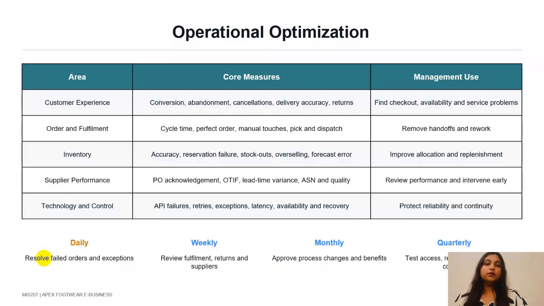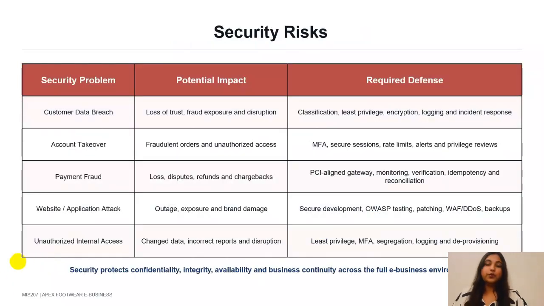Moving on. Now, we come to e-business security. We identify 5 major security risks. First, customer data breaches, which can cause loss of trust and fraud exposure. Second, account takeover, which can lead to unauthorized access and fraudulent orders. Third, payment fraud, which can cause financial loss, refunds, disputes, and chargebacks. Fourth, website or application attacks, which can create outages and data exposure. And fifth, unauthorized internal access, which can lead to incorrect data, reports, or operational disruption.